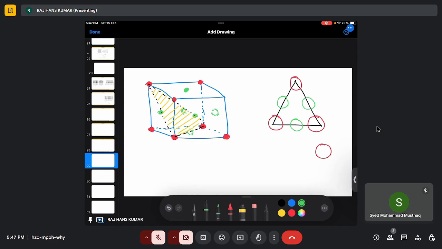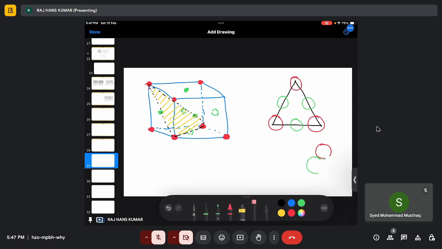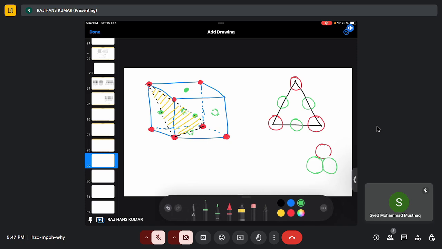So they're perfectly packed. That's why we call it as a close pack. They're pretty close to each other. That's why we call it as a close pack planes.